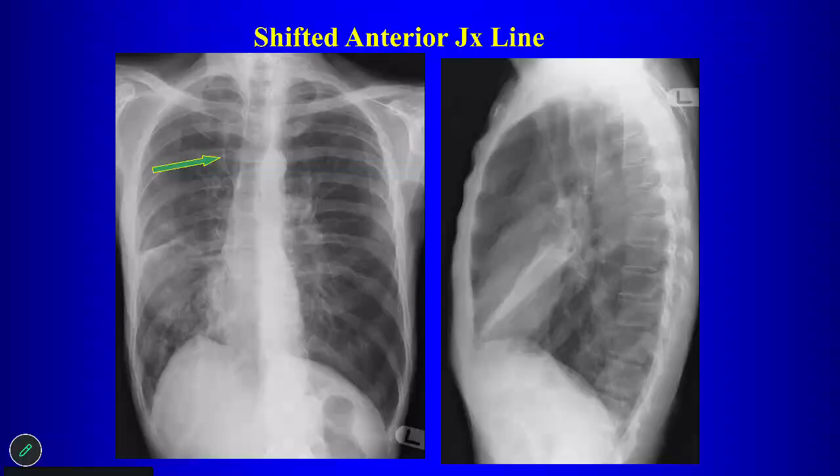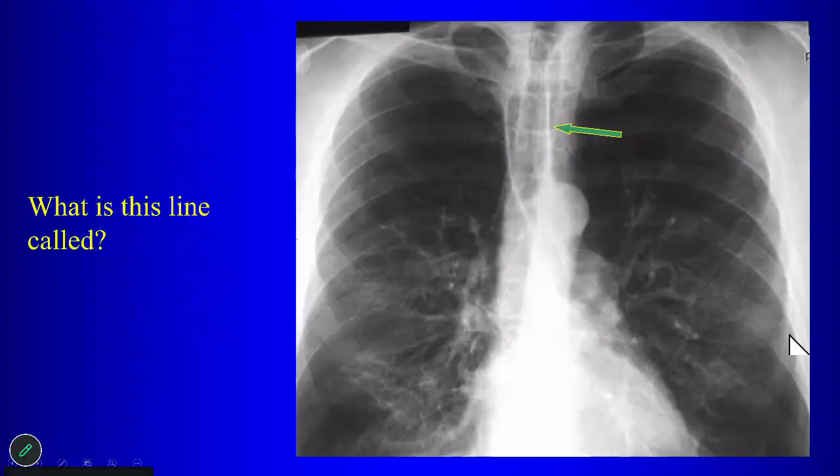Yeah, there's a triangular shaped opacity overlying the heart on the lateral view. That's the collapsed right middle lobe. So whenever you see a triangular opacity like that over the heart on the lateral view, or any opacity overlying the heart on the lateral view, that's going to direct you to either the right middle lobe or the lingula, right? And if it's triangular like this, then that's the typical appearance of atelectasis of the right middle lobe.